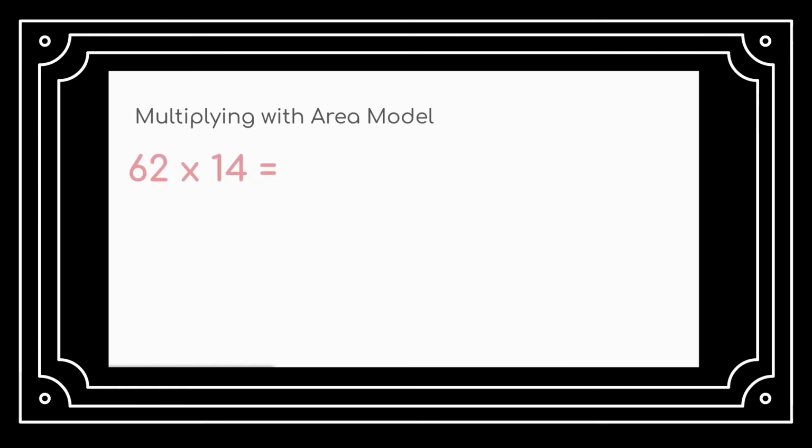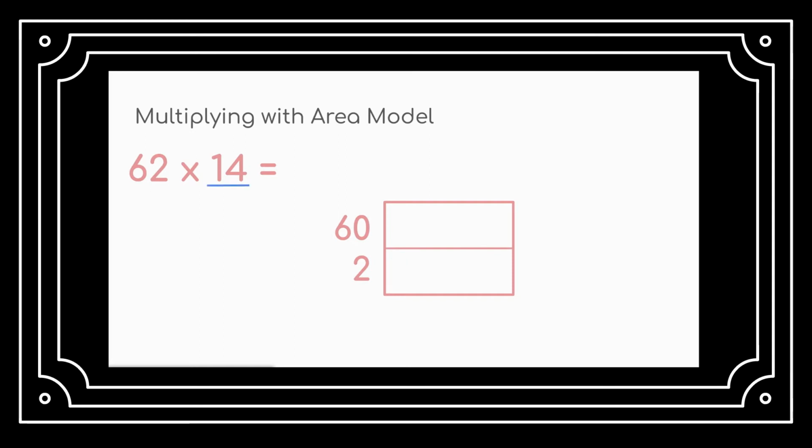Let's now look at 62 times 14. We'll start by drawing a rectangle. We need to break the first number up into tens and ones. 62 has 6 tens or 60 and 2 ones, so I will label one side of the rectangle with 60 and 2. We now need to draw a line to separate the numbers.